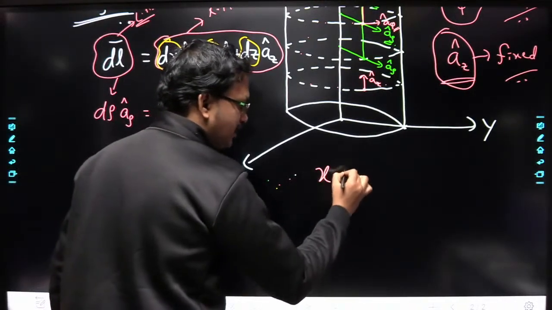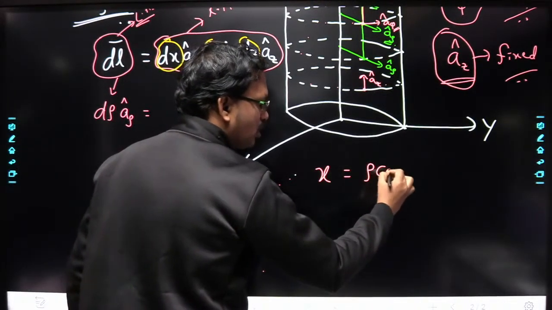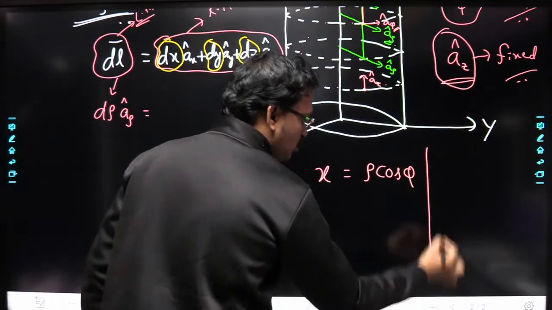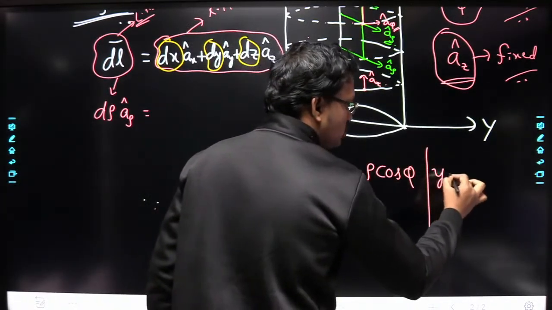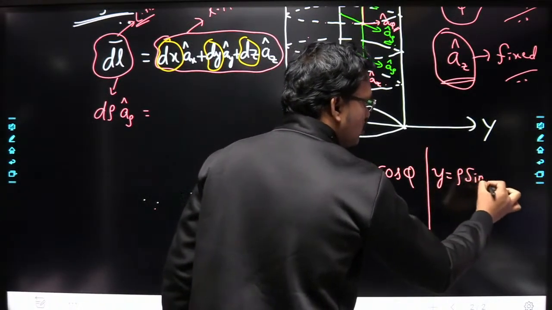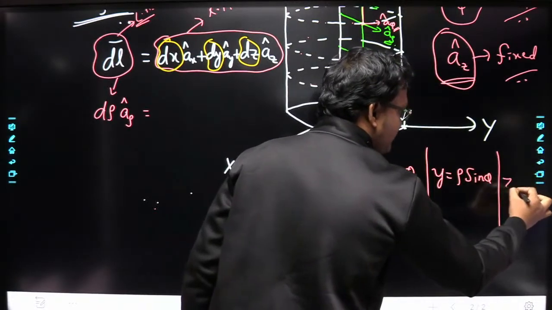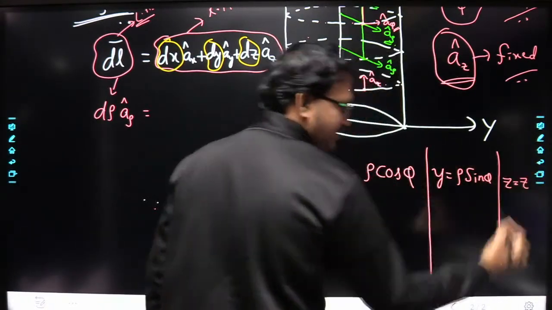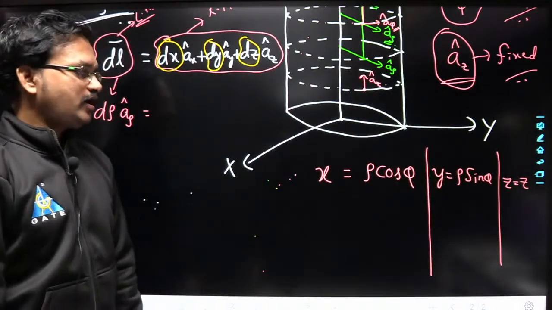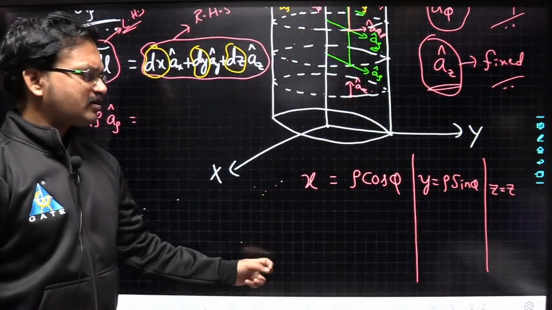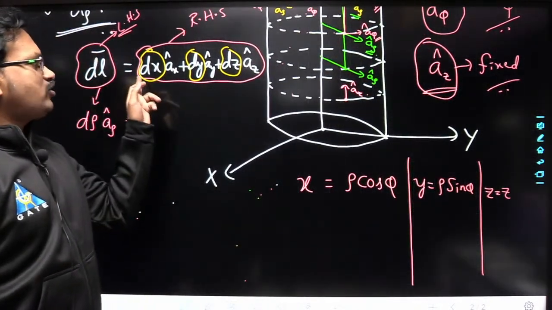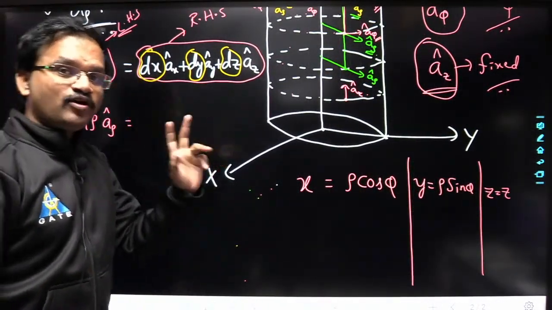x is equal to what here? x is equal to rho cos phi, yes or no? x is equal to rho cos phi, and y is equal to rho sin phi, and z is the same as z. Right? Okay, we know this relation. So from here you can determine the dx value by varying only rho.